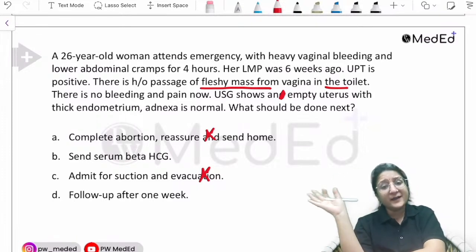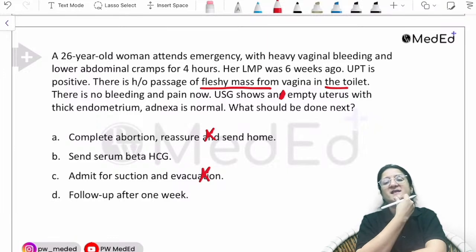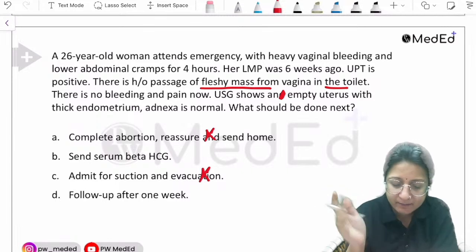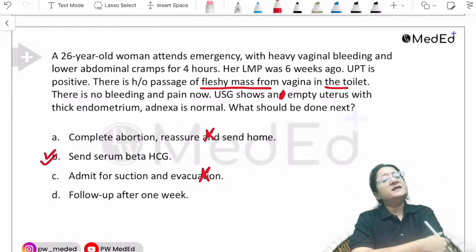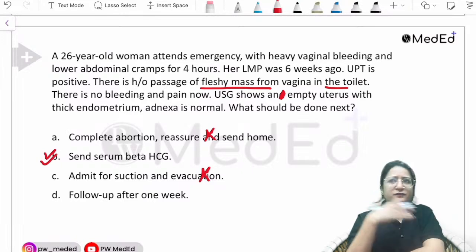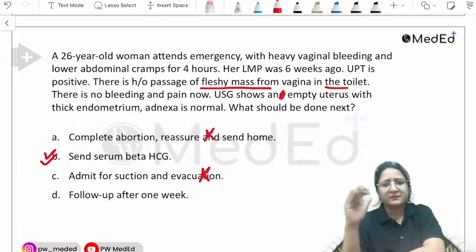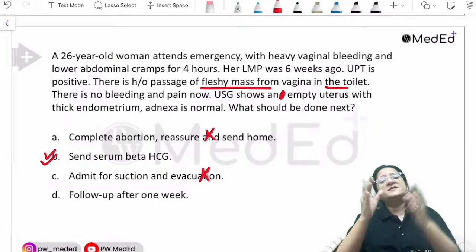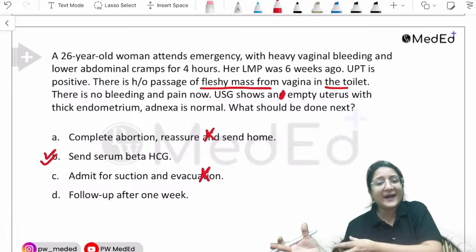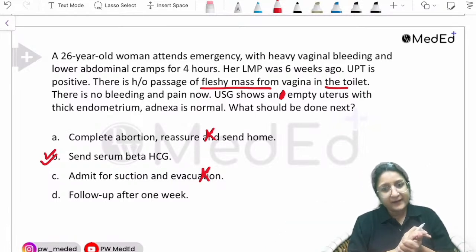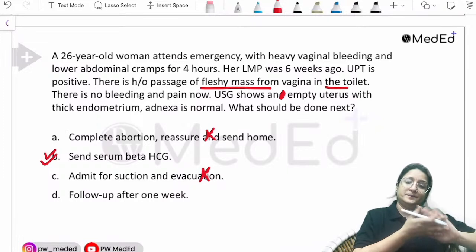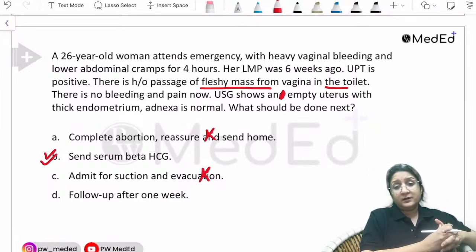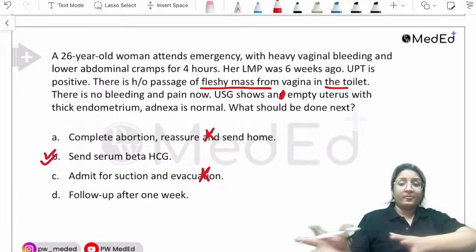Then just calling her up for follow-up after 1 week is a risky proposition, right? You might do it, but I think better is to go for a serum beta HCG. Send a serum beta HCG. 48 hours later, you repeat it. If it is actually an abortion case, then serum beta HCG levels are going to dramatically fall. It is going to fall more than 50% in 48 hours. Definitely, if it is an abortion case.